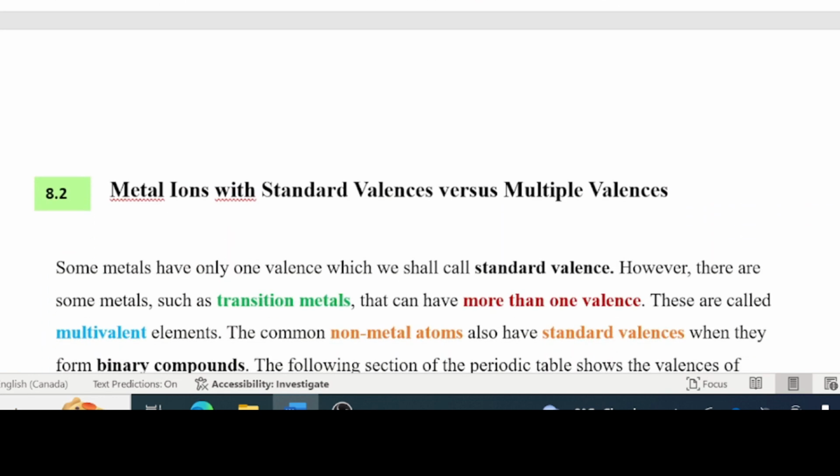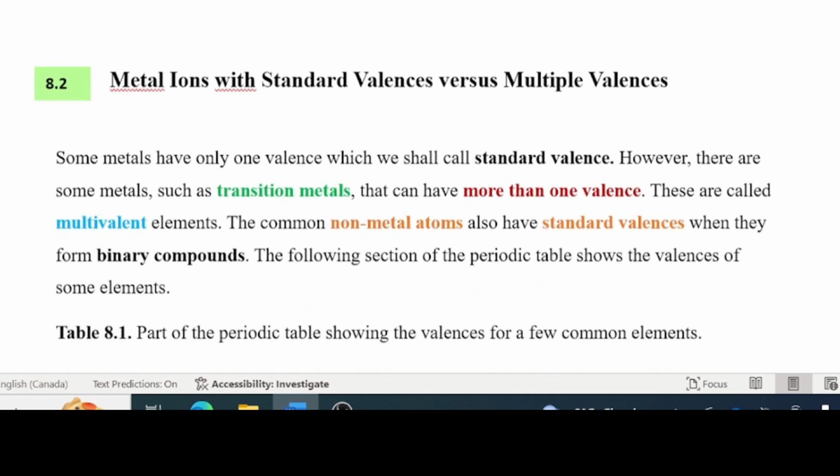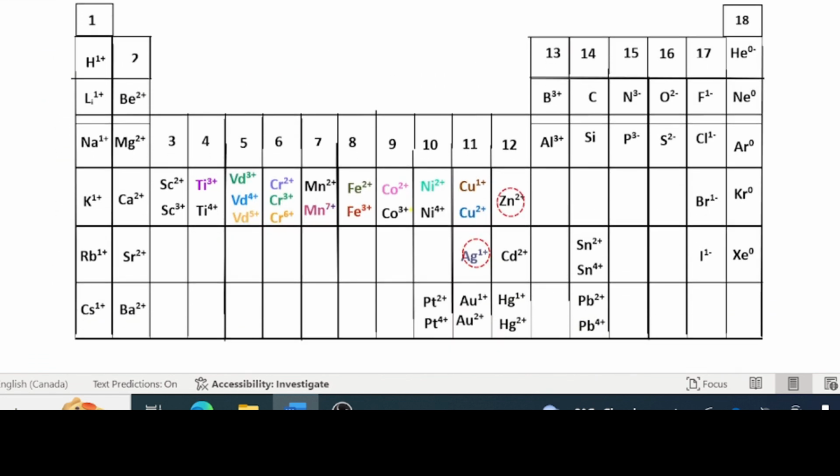Now the difficulty comes when you have metals with multiple valencies. Look at the part of the periodic table here and try to establish some points. Metals of group 1A, group 2A, and group 3A, they have standard valencies. Their valencies don't change. The other metals are called transition metals. We've spoken about that already. They can have more than 1 valence.